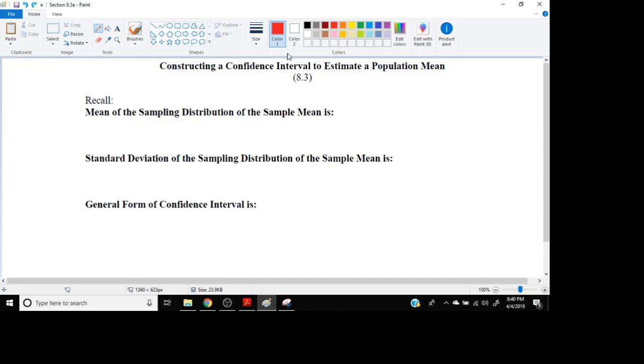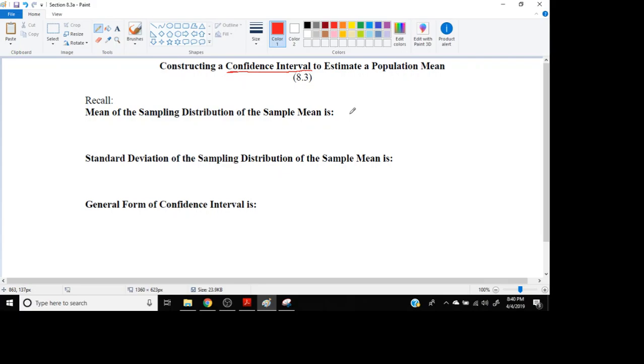In this video, we're going to talk about constructing a confidence interval to estimate a population mean. In order for us to get these confidence intervals, that's going to be the main focus of this video, we need to review the mean of the sampling distribution of the sample mean and the standard deviation of the sampling distribution of the sample mean.